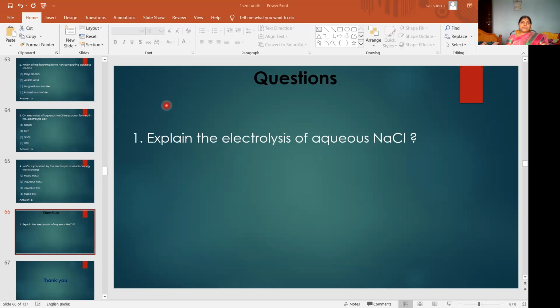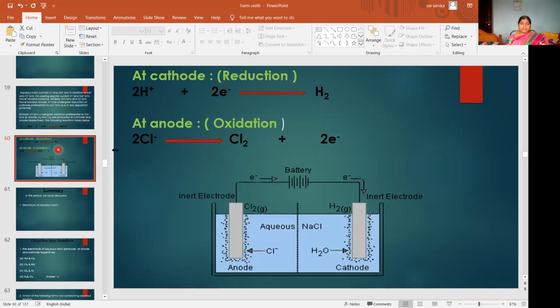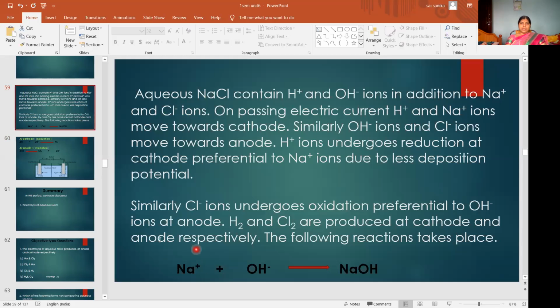And you have to write these equations, very important. At the cathode, reduction: H+ takes electrons and forms hydrogen gas. At the anode, oxidation: 2Cl- releases 2 electrons and chlorine gas is formed. And at last you have to write the byproduct. The Na+ and OH- ions present in the solution form sodium hydroxide as a byproduct in the solution. So like this you have to write the equations.